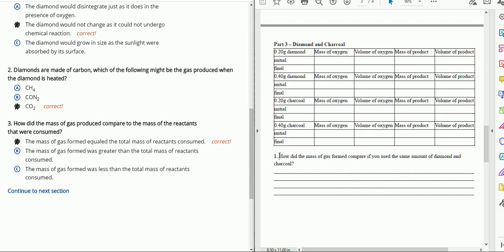So for our free response, how did the mass of the gas formed compare if you used the same amount of diamond and carbon? If you were to use the same amount of diamond and the same amount of charcoal, you'd get the same mass of gas. It'd be the same because it's your carbon source.